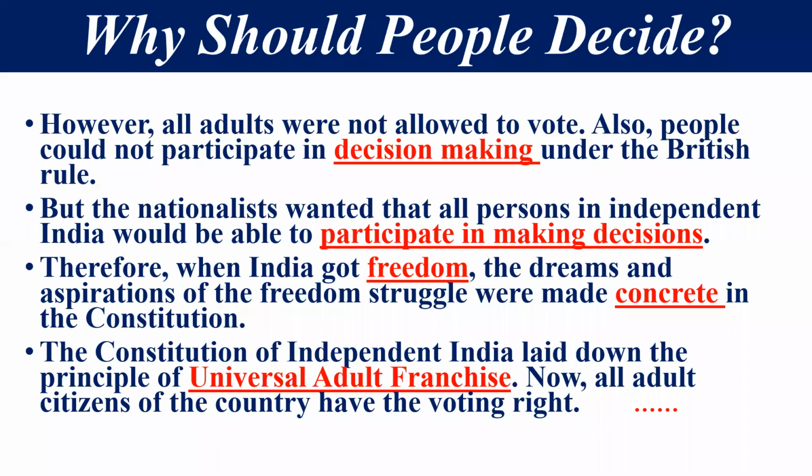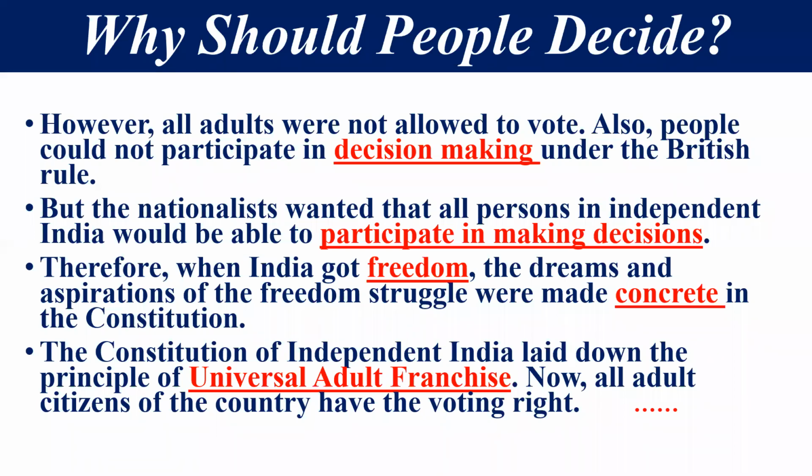Because we have come to know about the experience under the British, what type of decision can be taken. Because all the citizens of the country participated in the freedom struggle, then all the persons in independent India would be able to participate in decision making. So that's why when India got freedom, the dreams and aspirations of the freedom struggle, it means that in independent India, all the people would participate. This dream would come into a concrete form. It means in this dream, all the people have to participate, right?